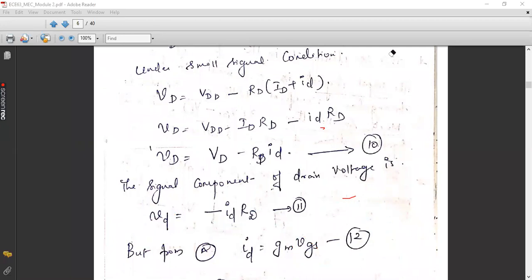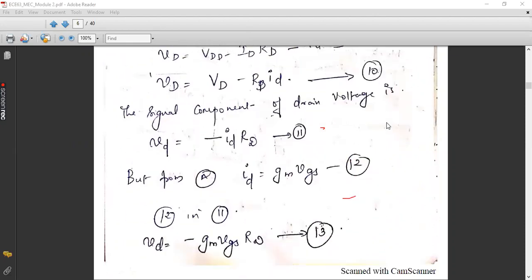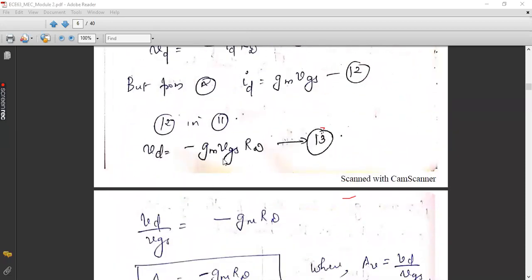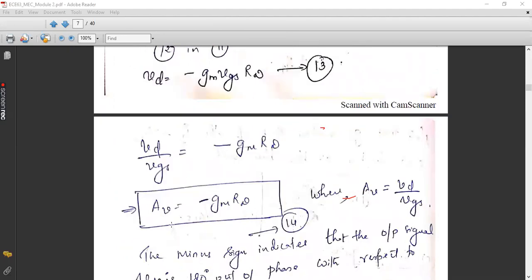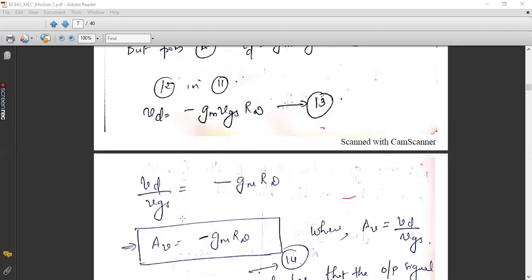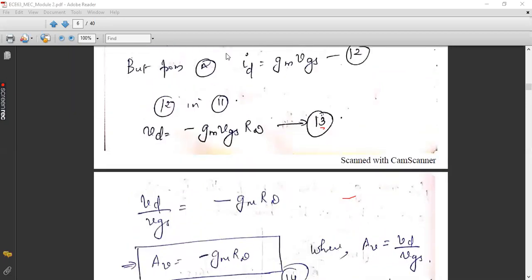So you can substitute 12 in 11 so that the equation will become VD is equal to minus GM VGS into RD. Now you will take VGS to the left hand side so that you will get the expression for output by input voltage. You know that output is a drain voltage and input is the gate source voltage, which you can represent as a voltage gain AV, that is equal to minus GM into RD.